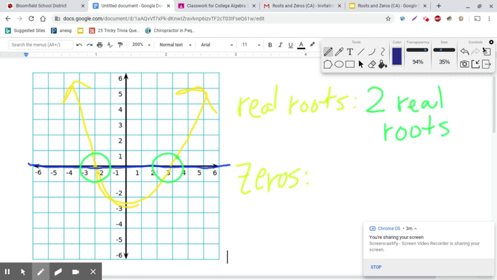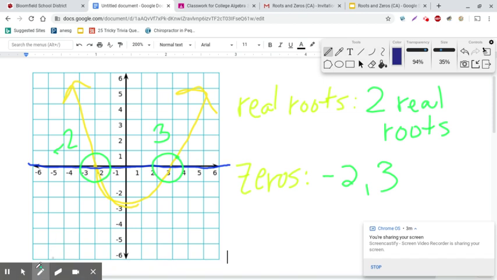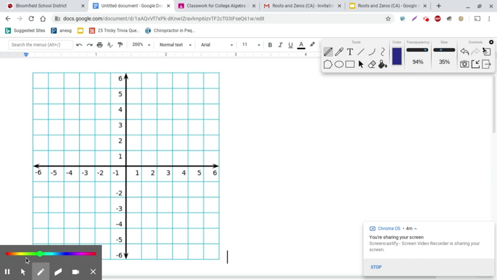Now we're going to zeros. Guys, zeros just means at what value does it cross? So over here, that's a -2, and over here is a +3. So my zeros would be -2, comma 3. Done. That is it. Okay? That is all you need to know how to do. So if you want, pause this so you can copy down this example because I'm going to go to another example right now. About to erase. Erased. Okay. So let's try another example.